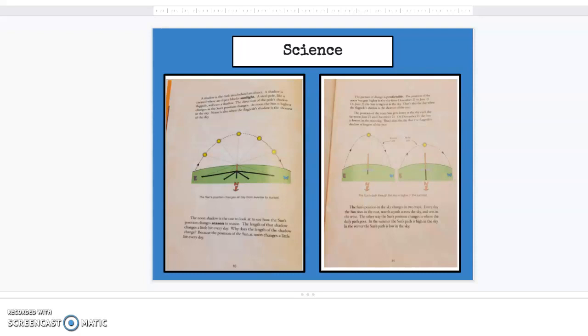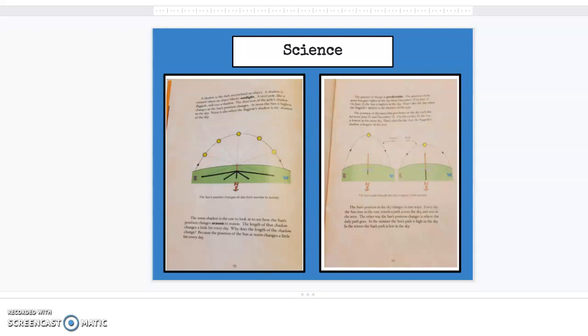The pattern of change is predictable. The position of the noon sun gets higher in the sky from December 21st to June 21st. On June 21st, the sun is highest in the sky. That's also the day when the flagpole's shadow is the shortest of the year. The position of the noon sun gets lower in the sky each day between June 21st and December 21st. On December 21st, the sun is lowest in the noon sky. That's also the day that the flagpole's shadow is the longest of the year.